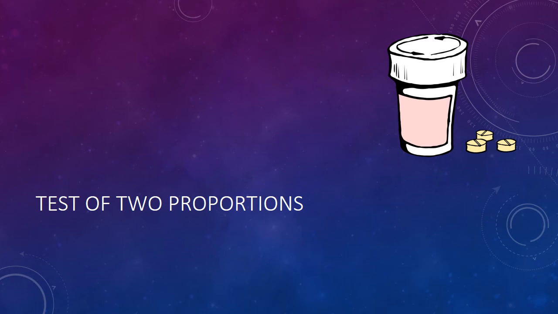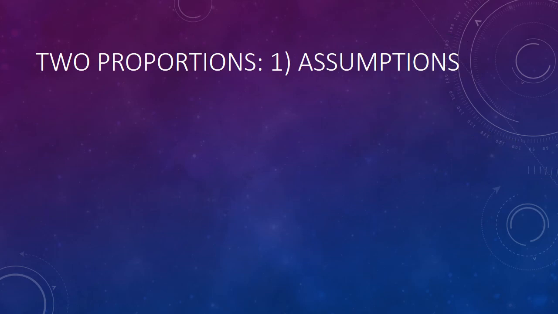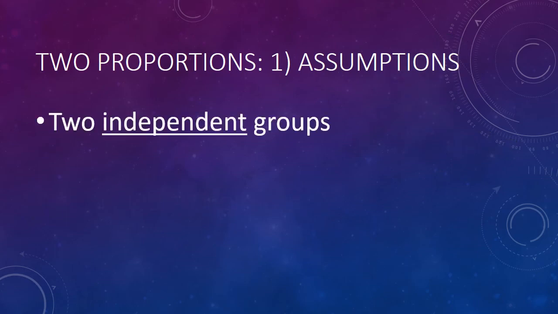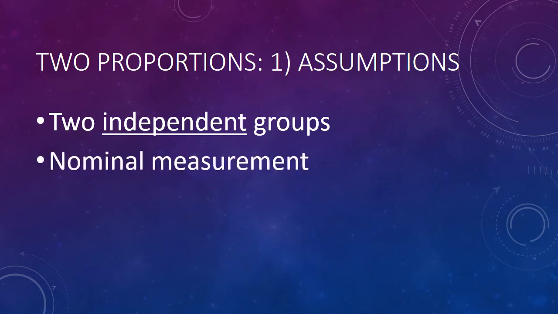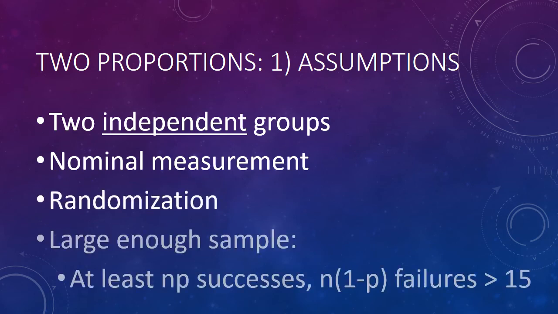So first, let's look at our assumptions. Just as before, our first and most important assumption is that we have two independent groups. So the subjects in the aspirin group can't be related to the subjects in the placebo group. All of the other assumptions are the same as for the test of proportion. So we need to have nominal measurement, we need to have randomization as always, and we need to have a large enough sample, at least 15 expected successes and 15 expected failures for each group.